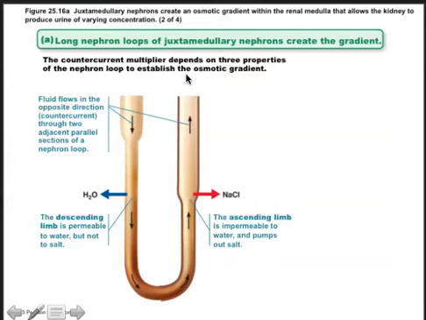So the countercurrent multiplier depends on three properties of the nephron loop in order to establish this osmotic gradient. The fact that we're moving in opposite directions, and the fact that here we're permeable to water, and here we're impermeable to water and permeable to solutes.